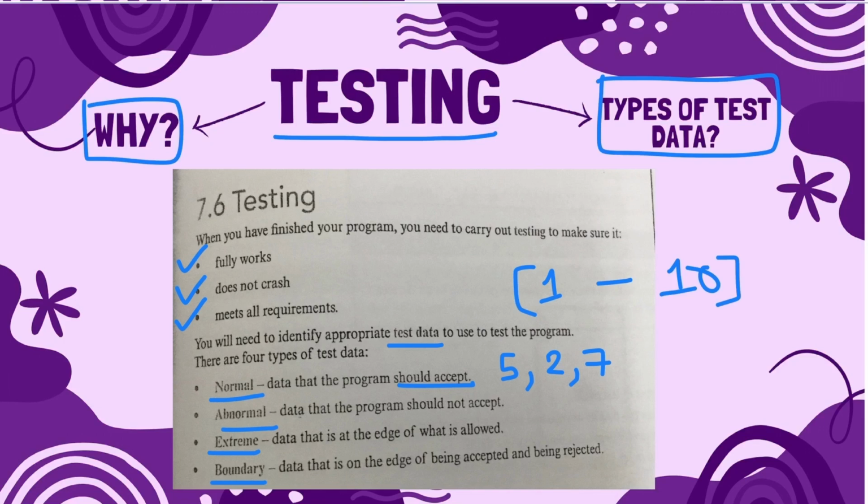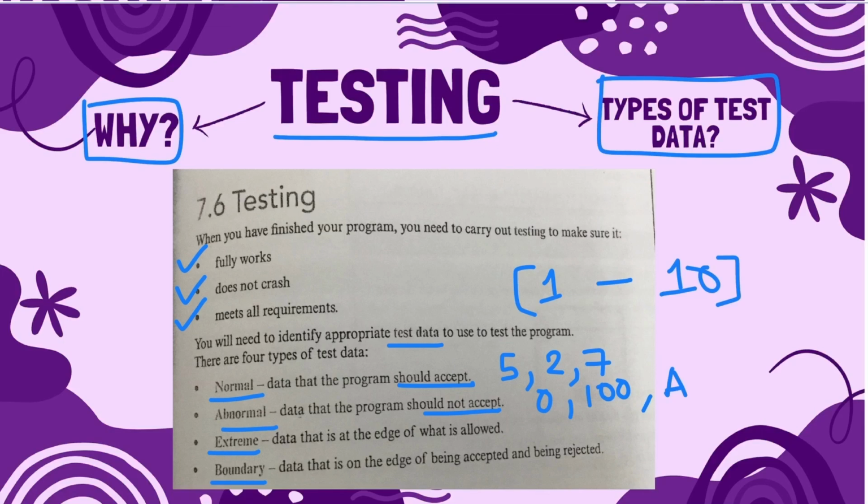And then abnormal test data is data that the program should not accept. So let's say 0 or 100 or A. These are abnormal test data, and this should not be accepted by the program.